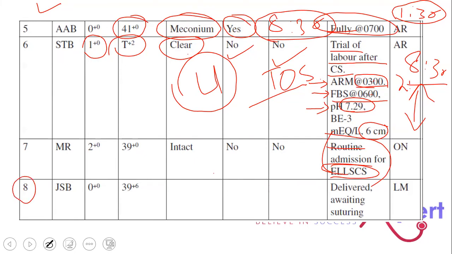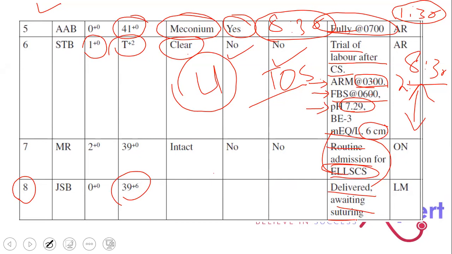Then room number 8. This is 39 plus 6 and this seems to be delivered and she is awaiting suturing. So I will ask the midwife to check if there is any ongoing loss. I will ask her to tell me about her current observations, and if she has any query, she will tell me. And then I will ask the senior midwife coordinator to go to this woman and do the stitching, or I will go myself later on, but after managing all my cases.